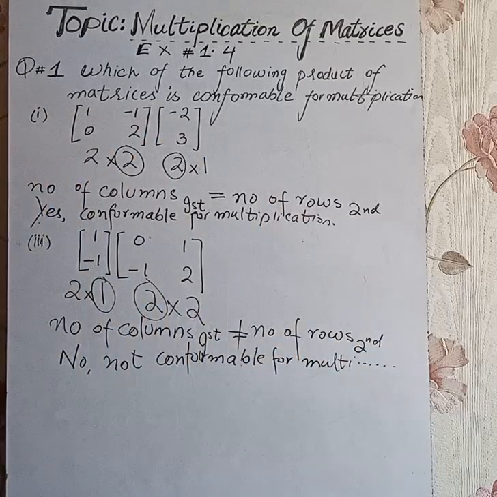So in such a way, if you have to determine whether the given matrices are conformable for multiplication or not, what do you have to do? You just have to check the number of columns of the first matrix and the number of rows of the second matrix. If they are equal, then we can say they are conformable for multiplication. If they are not equal, it means they are not conformable for multiplication.